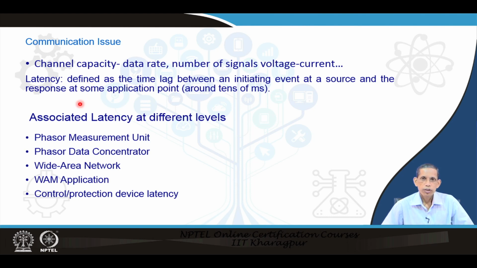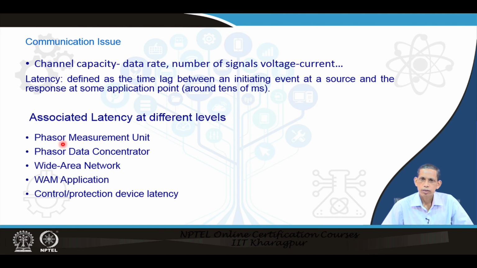The important aspect from the application perspective is latency, defined as the time lag between an initiating event at a source and the time response at some application point, which happens to be tens of milliseconds. So, latency talks about the late arrival of data at a destination because of the processing and the associated communication system also. So, at different levels there are different latencies, in terms of how many milliseconds of delay.